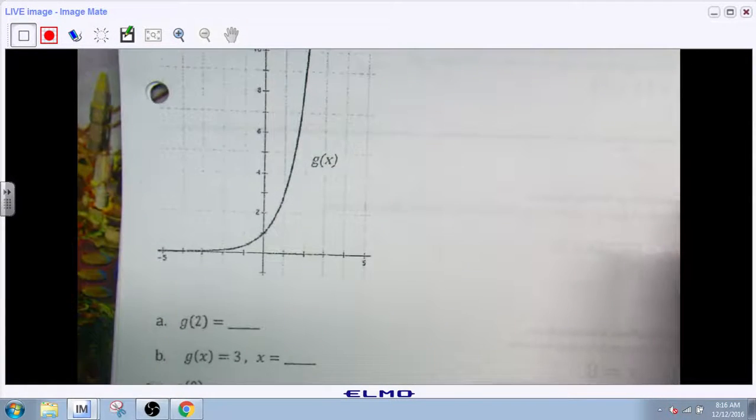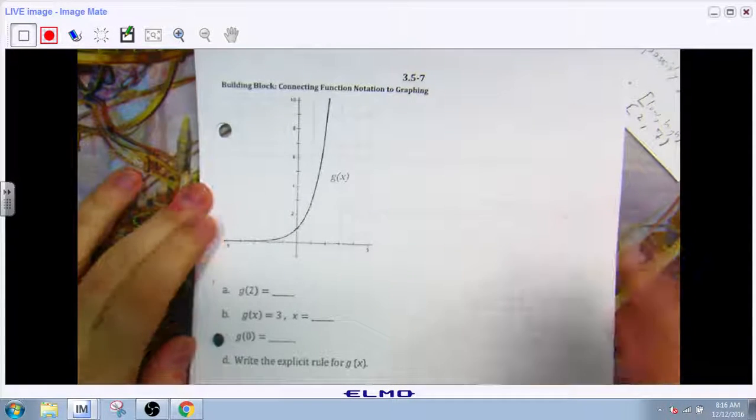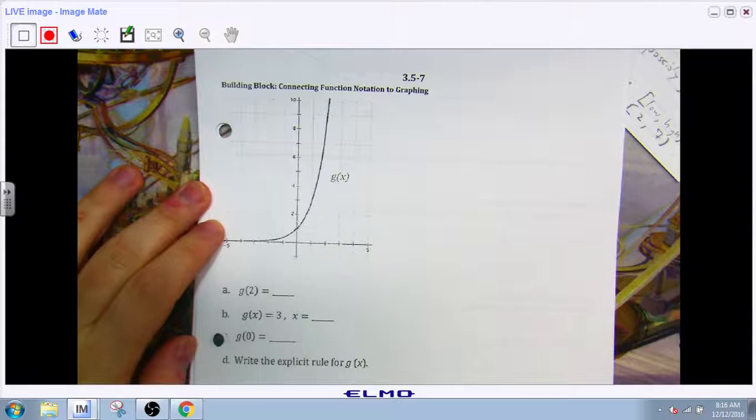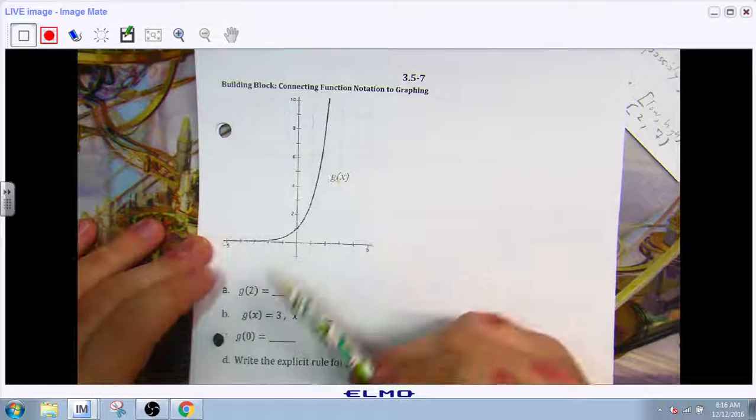Ooh, I'm going to have to zoom out for this one. It's a little too big. All right. So connecting function notation to graphing. What we're trying to do here is connect this graph to the function notation.